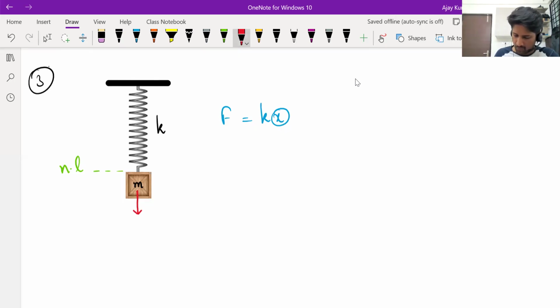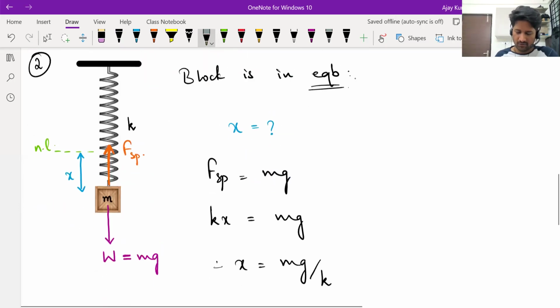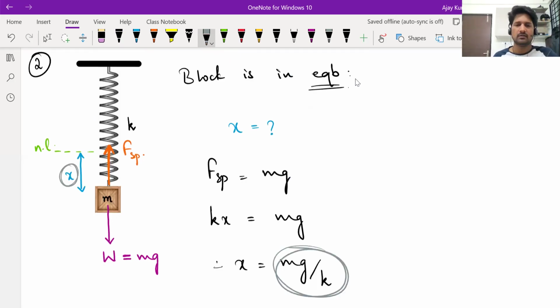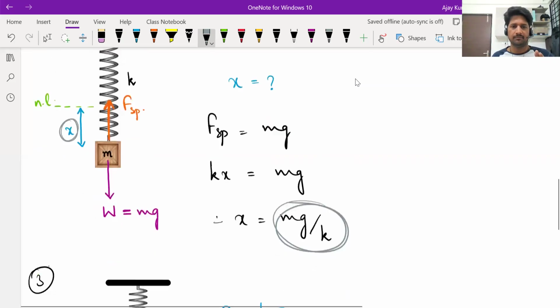Okay, mg will pull the block down. Fine, and that's what we discussed in the last case, no? For it to be in equilibrium, the spring has to be stretched, and it has to be stretched by this much, mg by k. Now keep this result in mind. At an elongation of mg by k, the block can be in equilibrium.